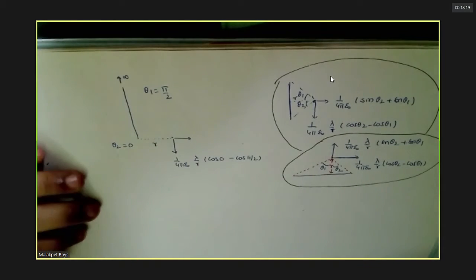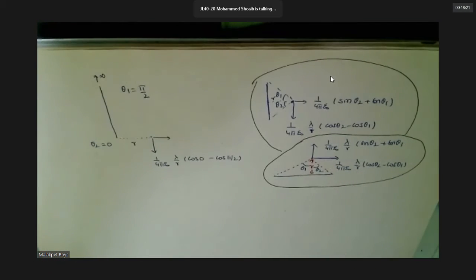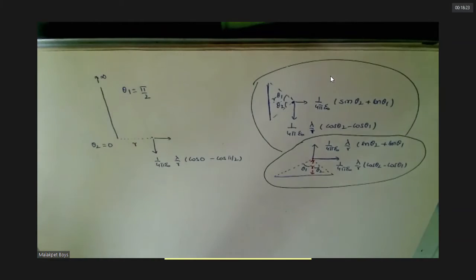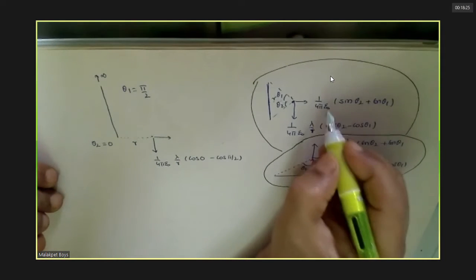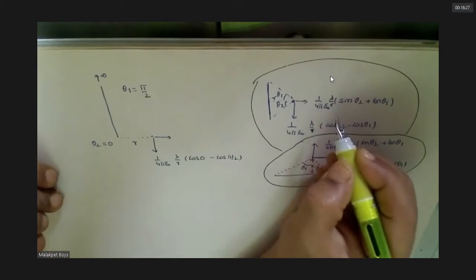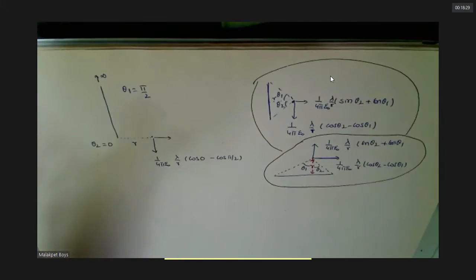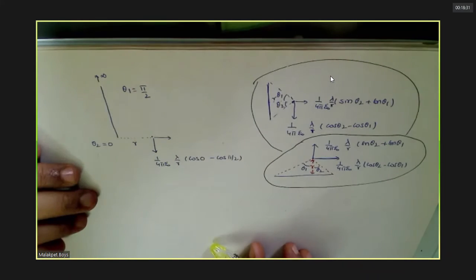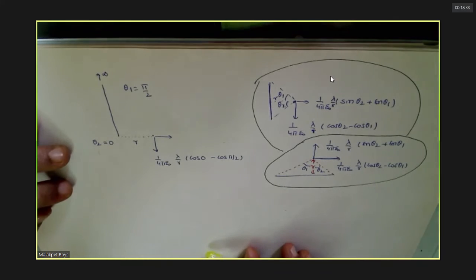It is 1 by 4 pi epsilon naught into lambda by r. I derived this. I posted some reference books. Everything I have done.